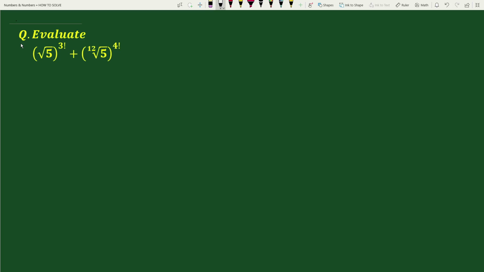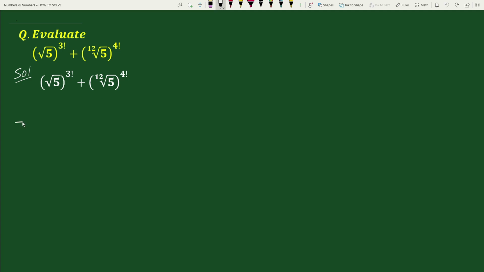Hello everyone. The question is: evaluate (square root of 5) whole to the power 3 factorial plus (12th root of 5) whole to the power 4 factorial. The solution will be: given (square root of 5) whole to the power 3 factorial plus (12th root of 5) whole to the power 4 factorial.